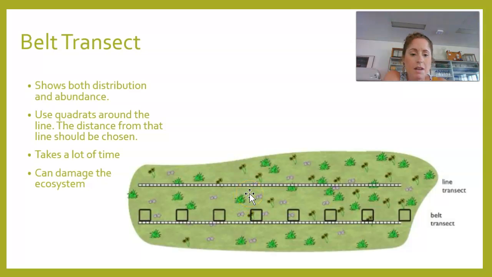This takes a long time, and it can be damaging to the environment, depending on how much you would be destroying the environment trying to walk on it and to collect these samples. But it does give us a much better idea about the distribution and the abundance of the species. So we would learn the distribution along the transect, but we would also be able to tell how many species there were and what the abundance of the species was, because we were doing a much larger amount of sampling with the quadrats along the transect.